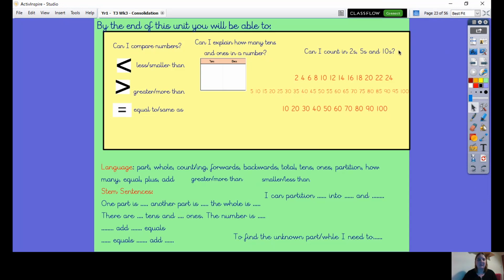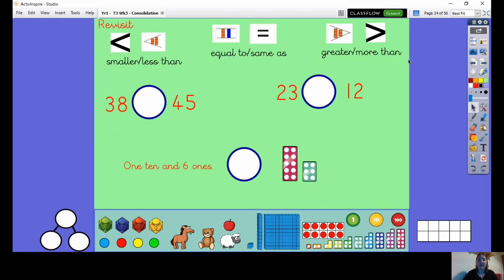Okay, so remember this week we have been looking at comparing numbers using these symbols. We have been looking at tens and ones. And then for the rest of this week, we're going to be thinking about counting in twos, counting in fives, and counting in tens. So as always, we're going to revisit some work that we have done.